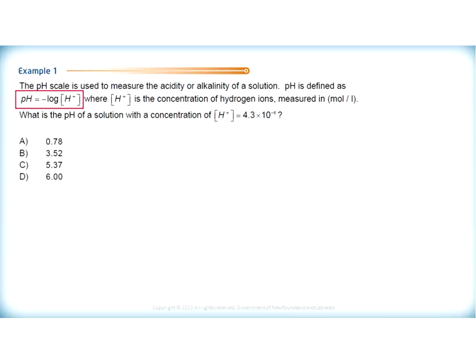We are given that the pH is equal to the negative of the log of the hydrogen ion concentration. It is important to understand what the question is asking. We are asked, what is the pH of a solution? And we are given that the hydrogen ion concentration is equal to 4.3 times 10 to the negative 6. Substituting this value into the equation that is given, we have that the pH is equal to the negative of the log of 4.3 multiplied by 10 to the power of negative 6.